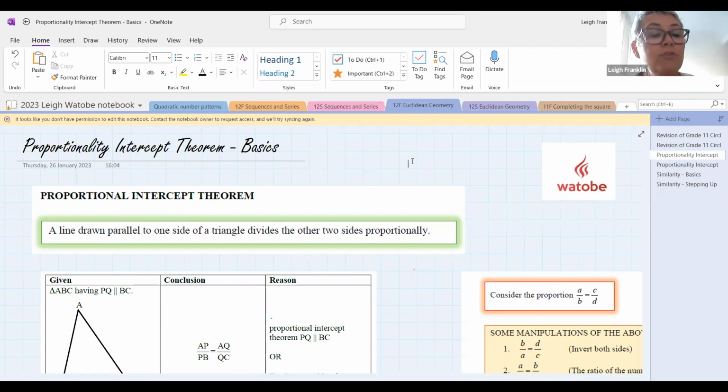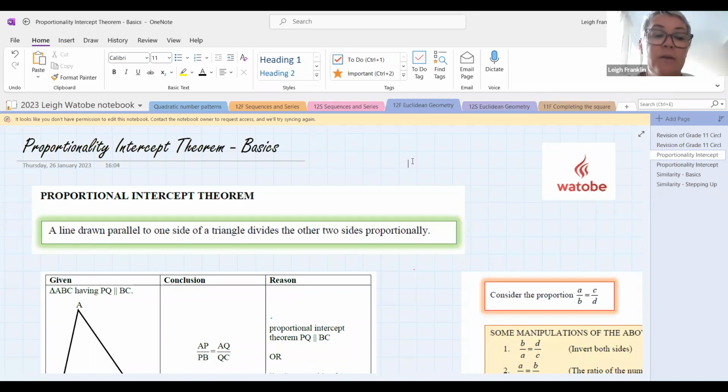So the basics are the tools that we need in order to be able to do the job. So I'm going to introduce the proportionality intercept theorem to you, and then I'm going to spend a little bit of time talking about what a proportion is and the various types of manipulations that we're able to make with proportions. Okay, so in Matric, the first theorem that we learn about is the proportionality intercept theorem.